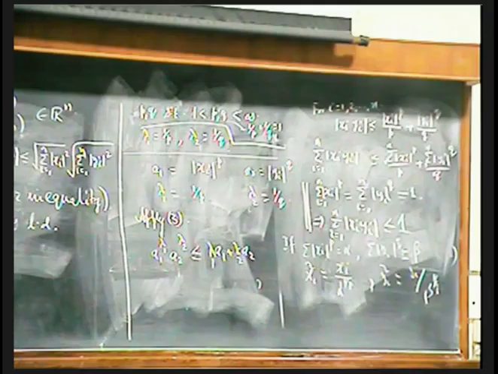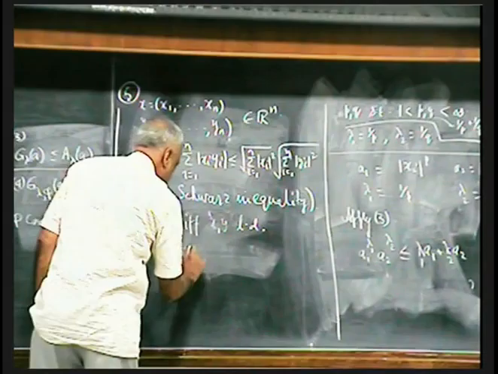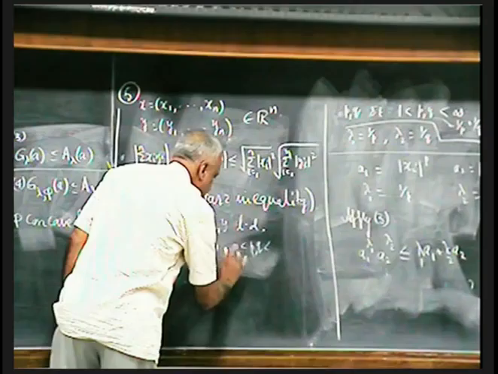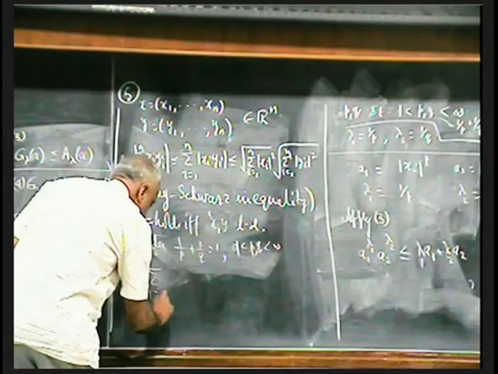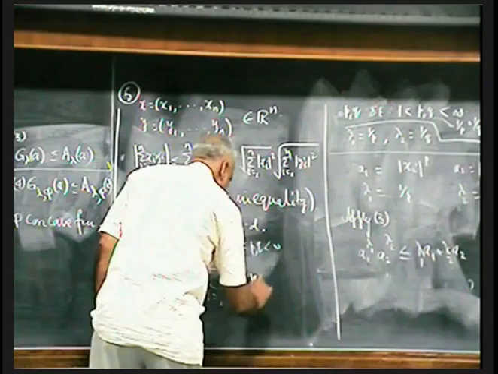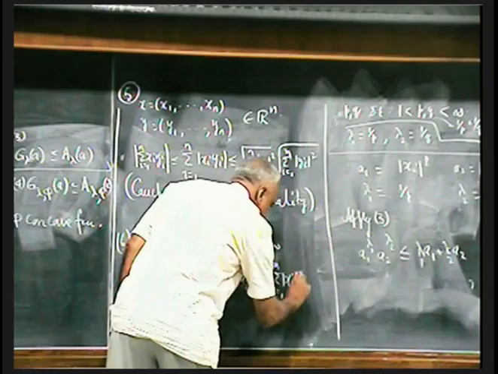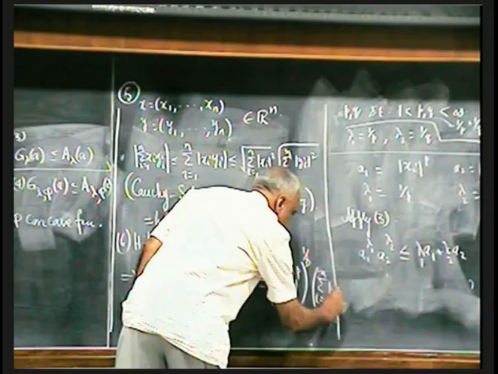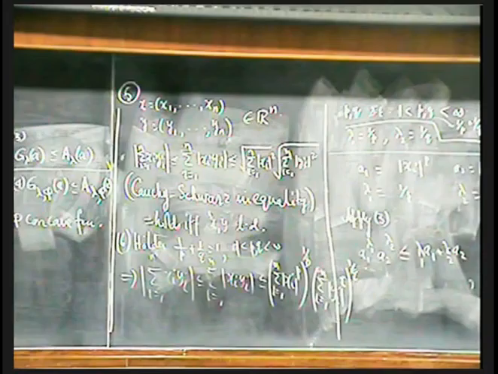Okay, 6, Holder. 1 by p plus 1 by q equal to 1, 1 less than p, q less than infinity, implies mod summation i equal to 1 to n xi yi is less than or equal to summation i equal to 1 to n mod xi yi, which is less than or equal to summation i equal to 1 to n mod xi to the power of p, to the power of 1 over p, summation i equal to 1 to n mod yi to the power of q, to the power of 1 over q. This is called Holder's inequality.